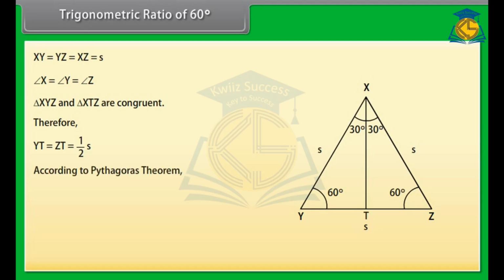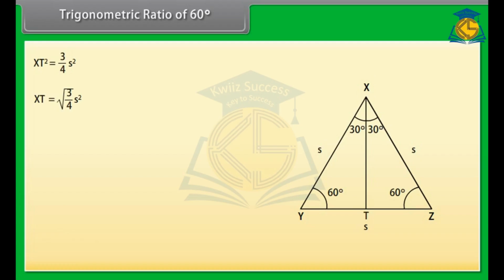According to Pythagoras theorem, XT square plus YT square is equal to XY square. By substituting the values we get XT square plus (1 upon 2S) whole square is equal to S square. By calculating it, we get XT is equal to square root 3 upon 4 S square, which is square root 3 upon 2S. Sin 60 degree is equal to XT upon XY, which equals square root 3 upon 2S upon S, which equals square root 3 upon 2.